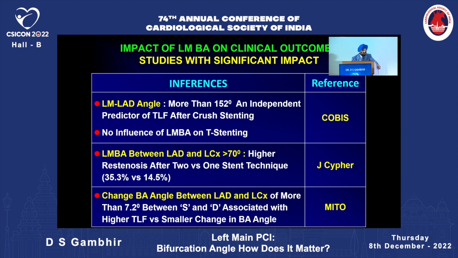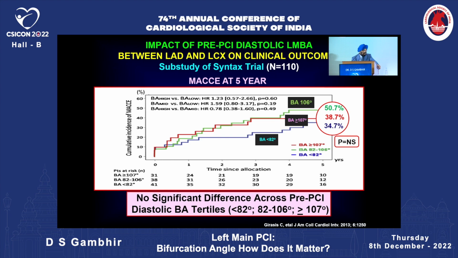And lastly, a change in the bifurcation angle between LAD and LCX of more than 7 degrees between systole and diastole, what is called the dynamicity of the angle, is associated with higher TLF versus a smaller change, which means a less dynamic bifurcation angle.